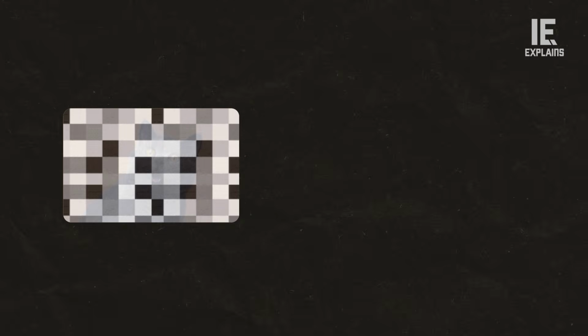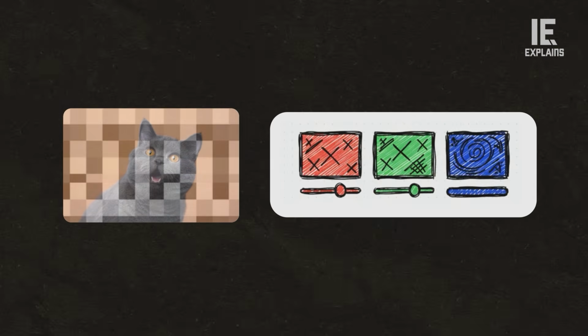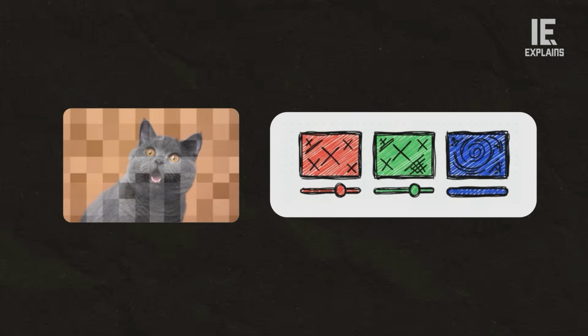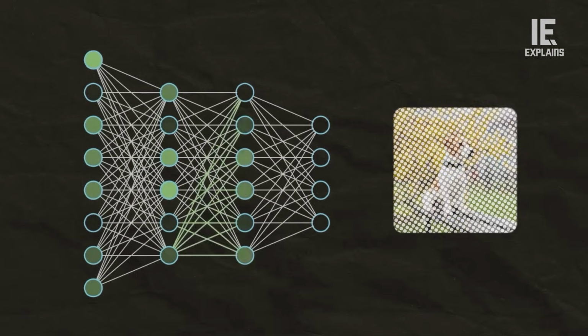So, a digital image is just a grid of numbers. Each pixel has 3 values, red, green and blue, and a luma or brightness value ranging from 0 to 255. The job of computer vision is to turn that spreadsheet into meaning.